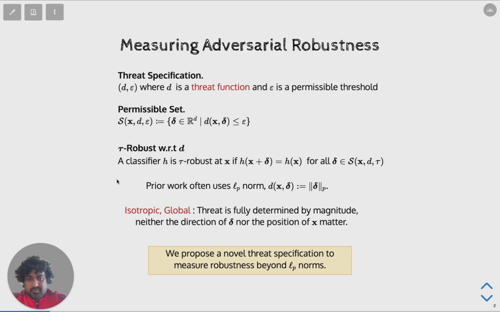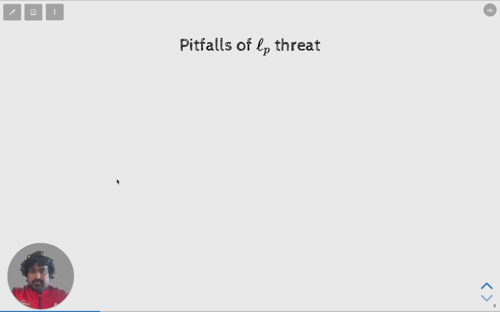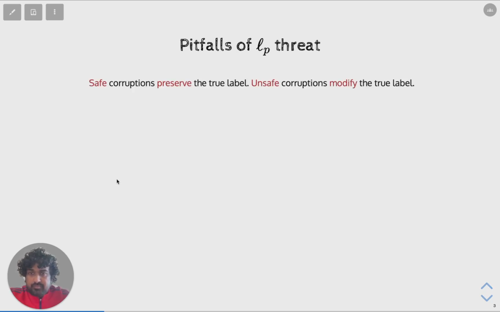Prior work often uses LP norms, which are isotropic and global, and in this work we propose a normal specification to measure robustness beyond LP norms. So let's first look at some of the failure scenarios of LP threat.